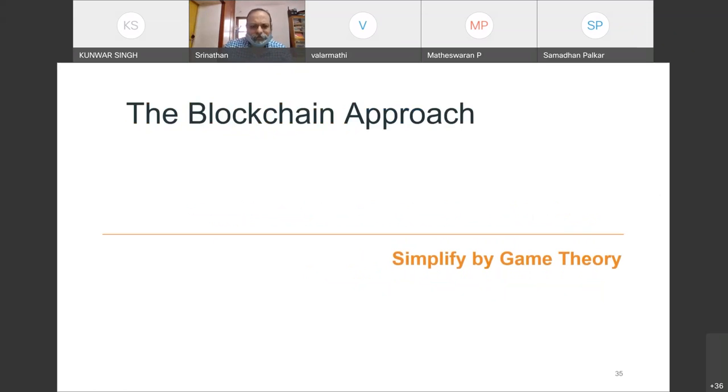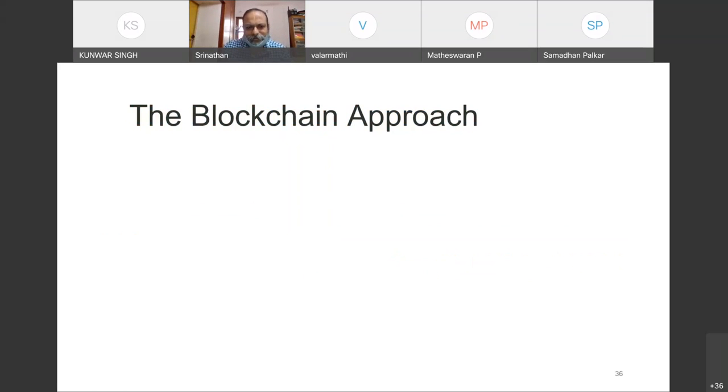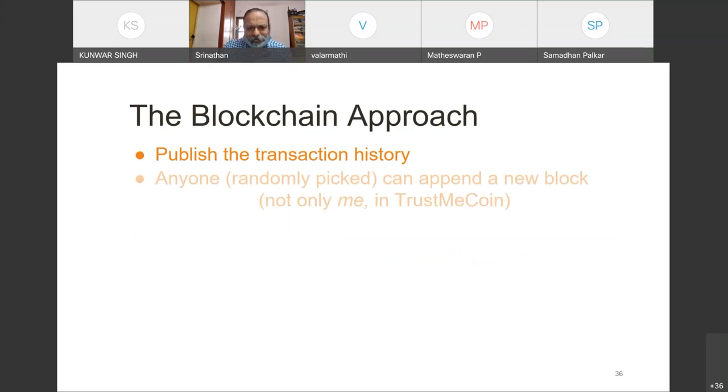What is the approach? The approach is essentially to bring in a third field called game theory, which actually simplifies the whole thing. We already saw that you don't want to keep the history secret. And to make the game theory work, we add the following point. The person who is adding to the system is, of course, not trustworthy, all right, but the point here is that he is randomly picked.